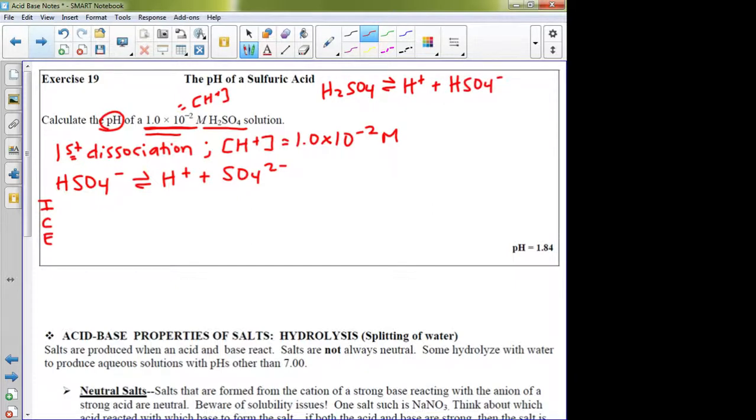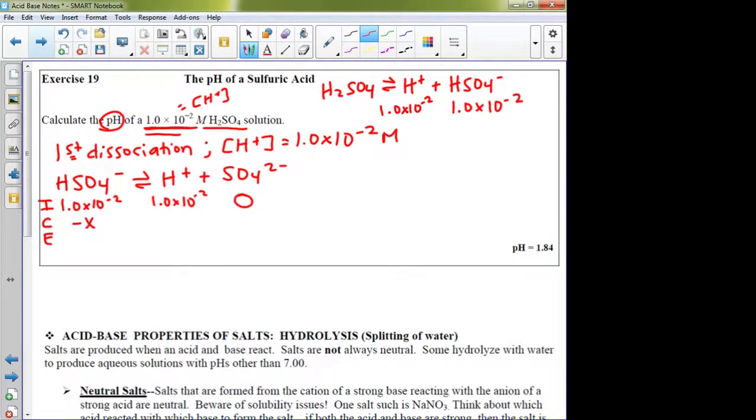There was my first dissociation, okay? And I ended up with 1.0 times 10 to the negative 2 molar hydrogen, which means I also ended up with what? The same amount of HSO4. The same amount of HSO4. So do I know my initial concentration of HSO4 negative? Yes. It's 1.0 times 10 to the negative 2. Do we all see that? Yes. Do I know my initial concentration of my hydrogen? Yes. It's 1.0 times 10 to the negative 2. Have I lost anybody yet? Nope. Okay. And so my SO4 2 negative is starting out at 0.